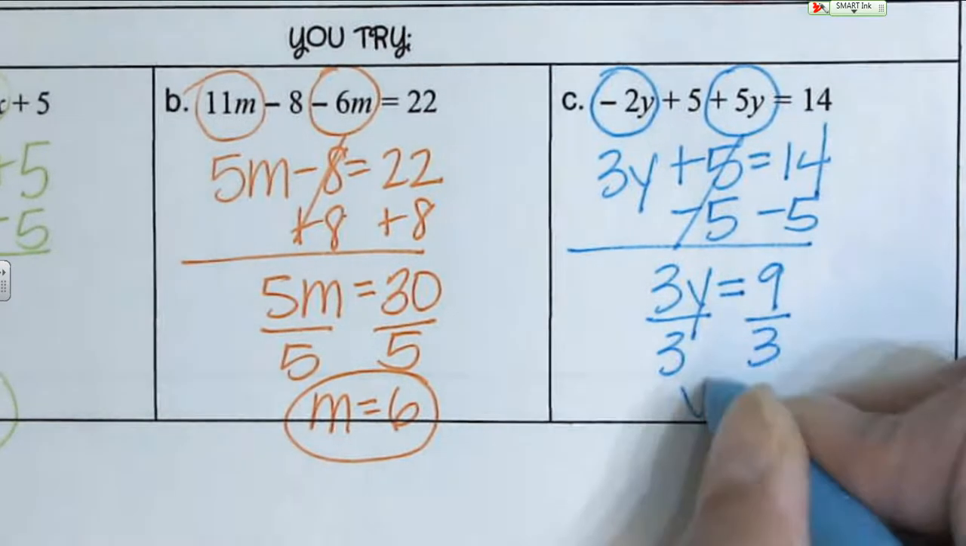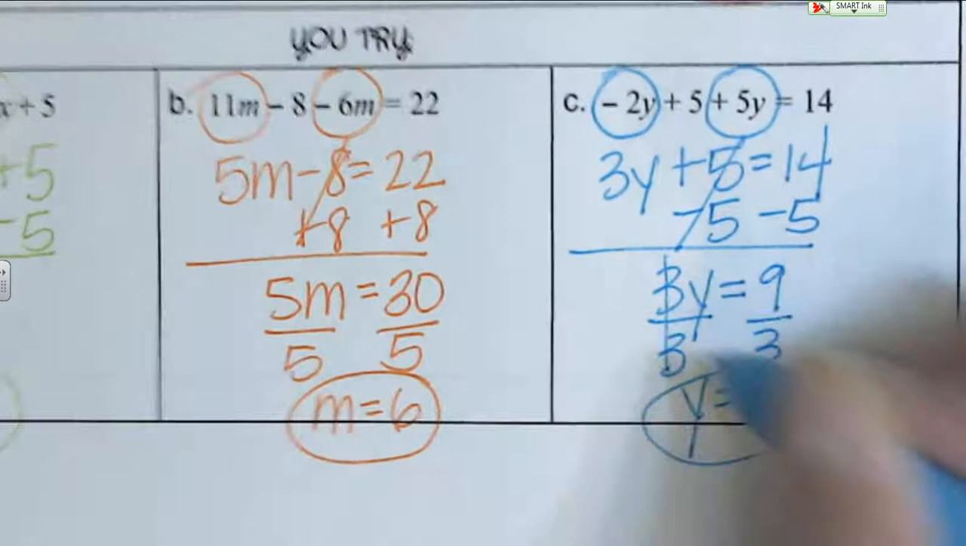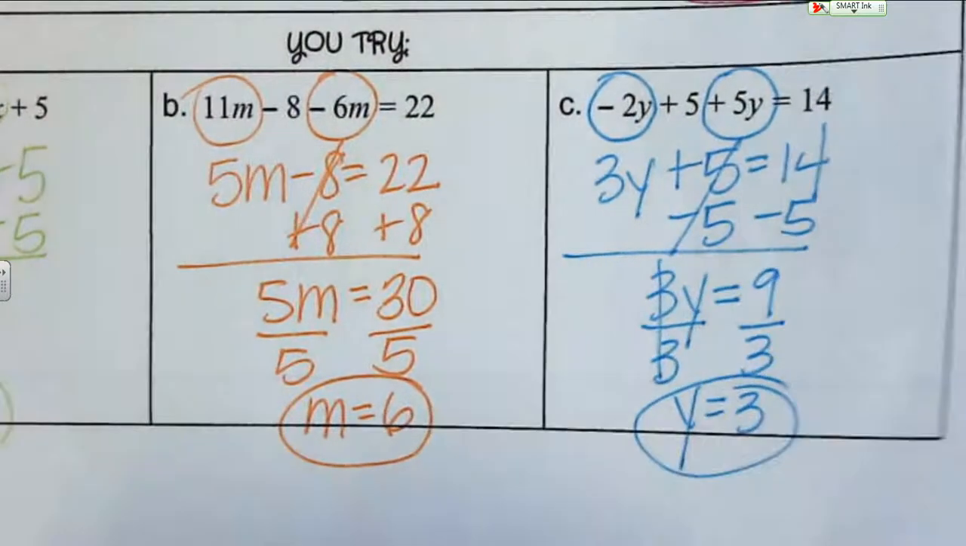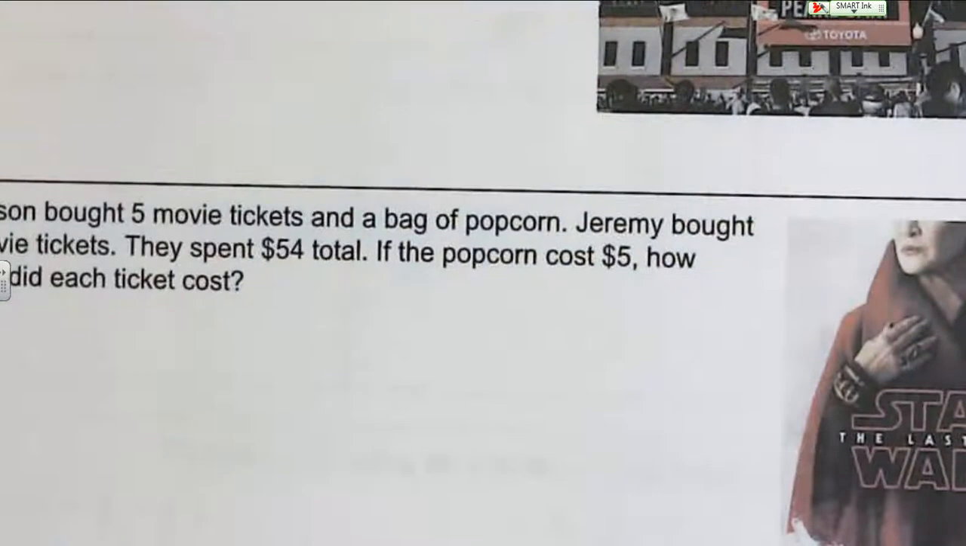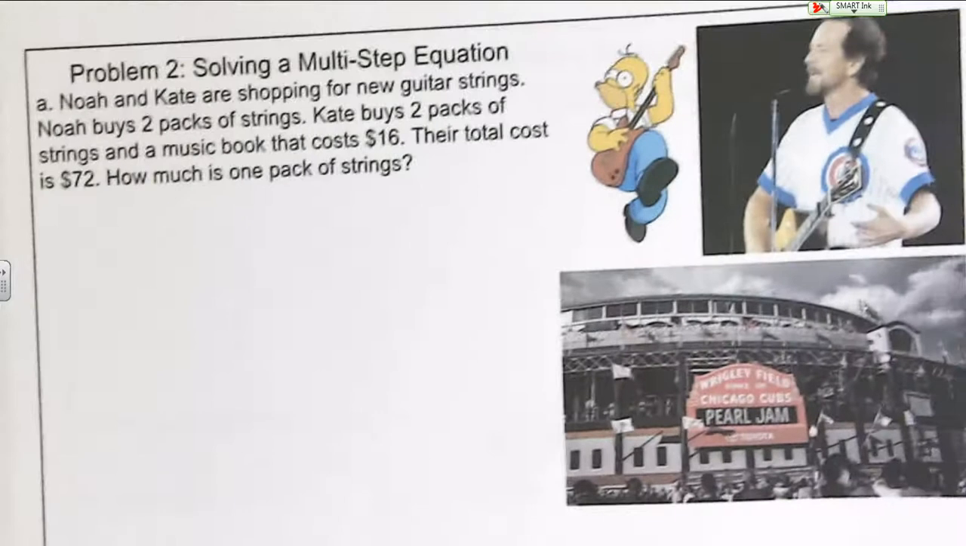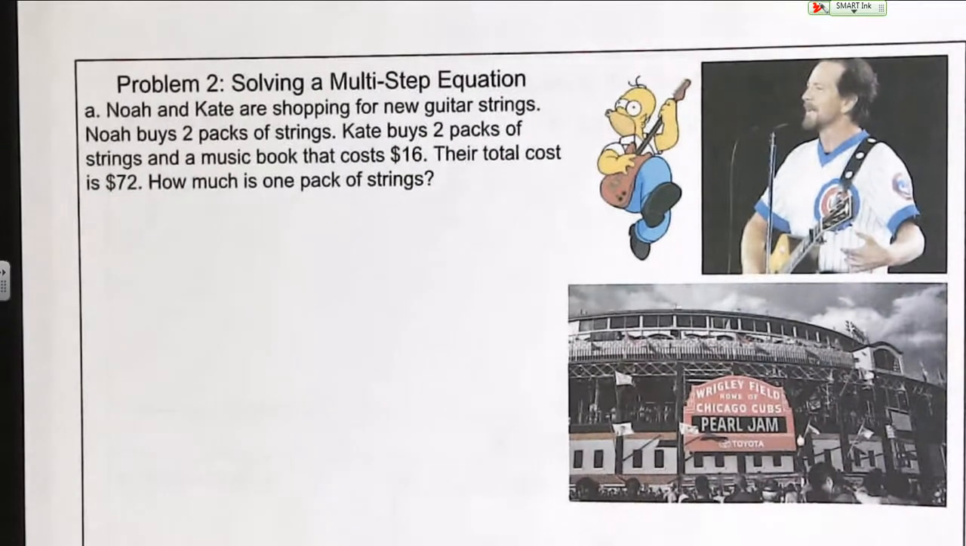Problem number 2. We are going to be applying these to a word problem, so we're going to be solving a multi-step equation. Noah and Kate are shopping for guitar strings. Noah buys 2 packs of strings, and Kate buys 2 packs of strings and a music book that costs $16. Their total cost is going to be $72. We want to know how much is 1 pack of strings.